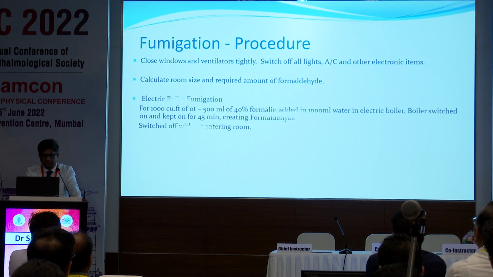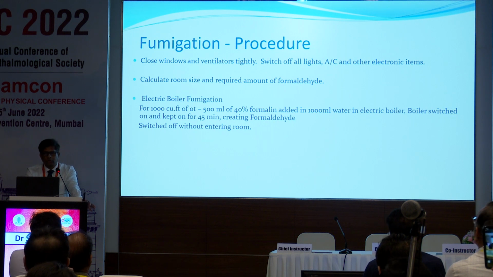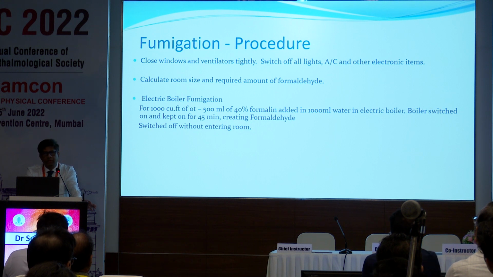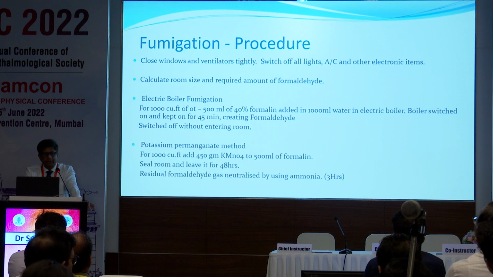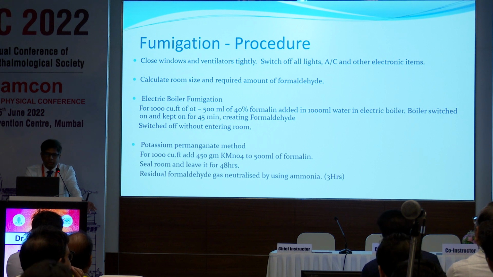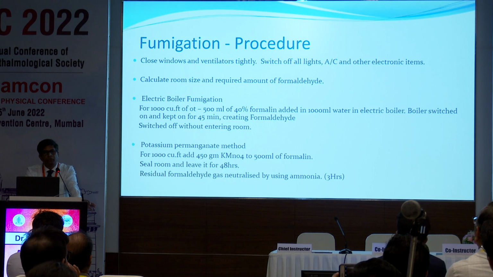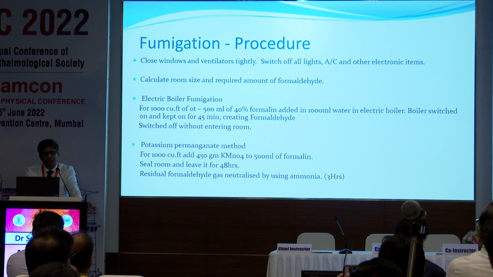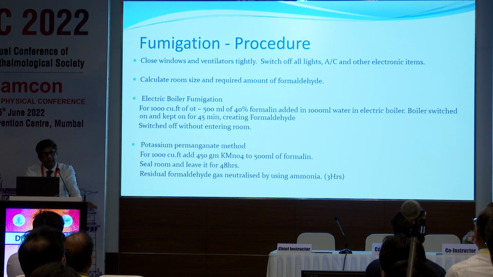One is to use the electric boiler fumigation system, where for 1,000 cubic feet of OT, 500 ml of formalin is added to 1,000 ml of water in an electric boiler, and the boiler is switched on for 45 minutes to create the formaldehyde. The second method is the potassium permanganate method, where for 1,000 cubic feet of OT, 450 gram of potassium permanganate is added to 500 ml of formalin, and the room is sealed and left for 48 hours. Residual formaldehyde gas can be neutralized by using ammonia.